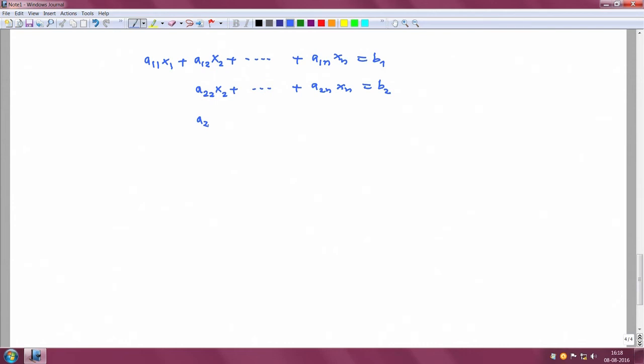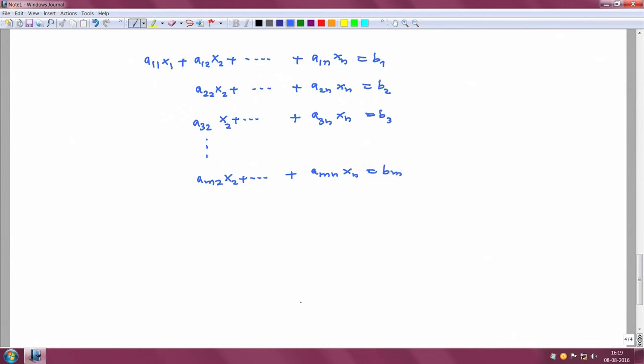And a32 x2 plus, no, this is not 23, this is a32, a3n xn equal to b3 and so on. Am2 x2 plus amn xn equal to bm.